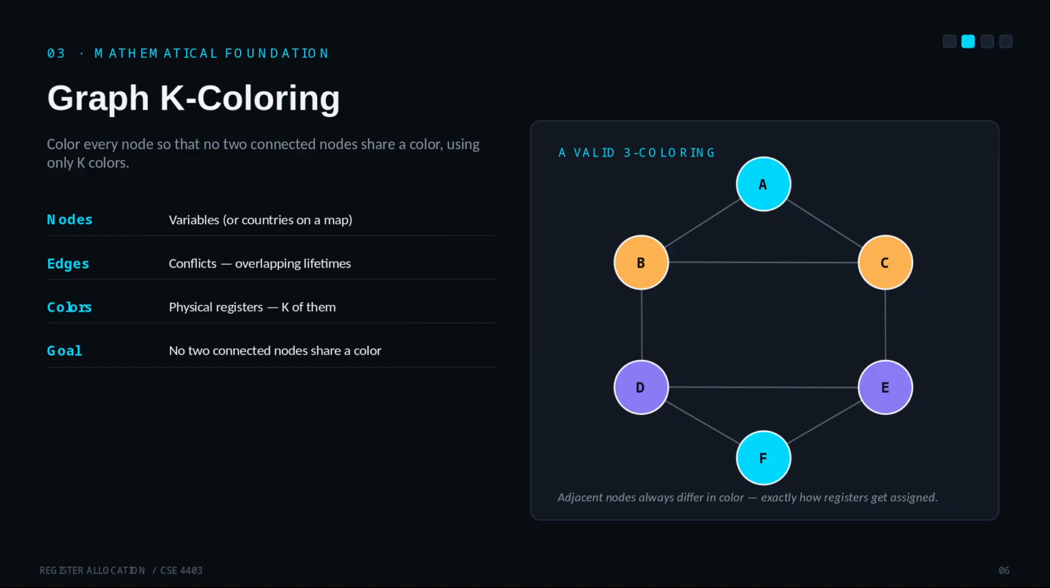So if it was a complete graph where all nodes are connected to all other nodes and a new node is introduced here, then we won't have a new color for the new node. So we'll have to remove one node from that graph and insert the new node there. So this is the problem register allocation faces.